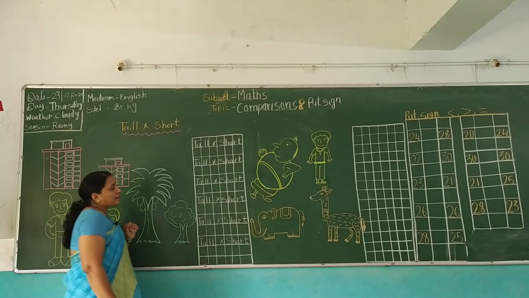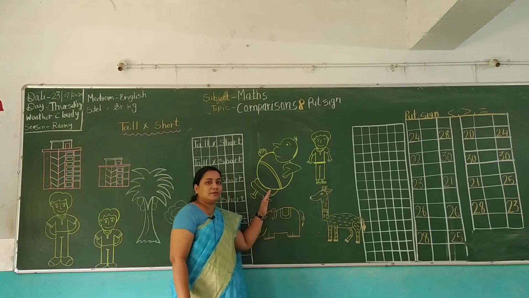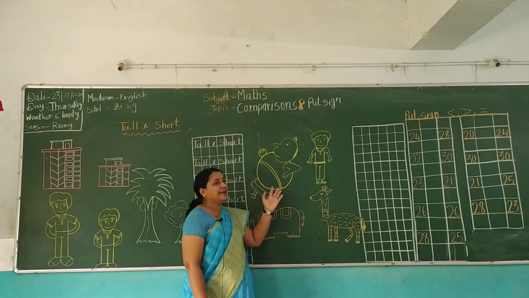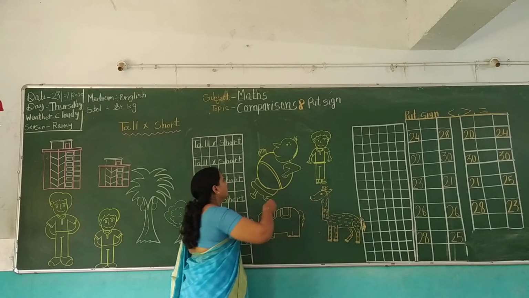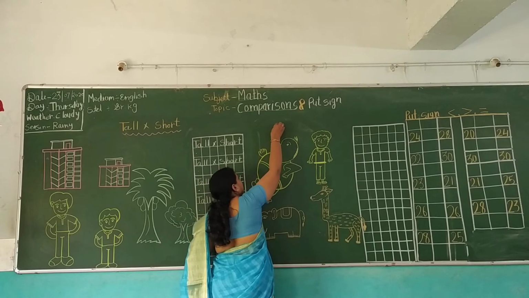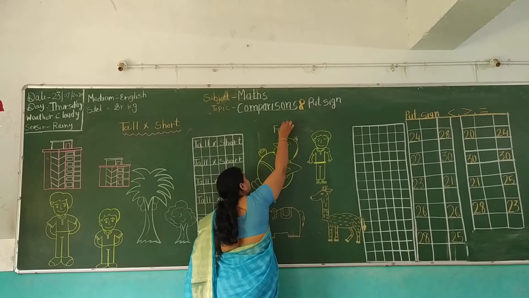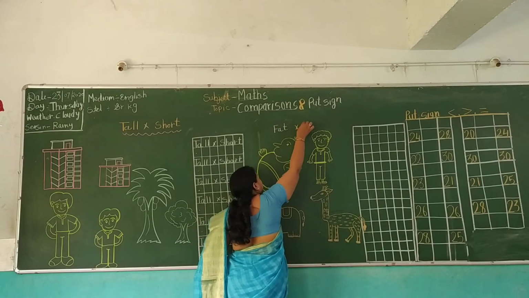And the next comparison I will explain is fat and thin. Which one? Fat. Fat is the opposite of thin.